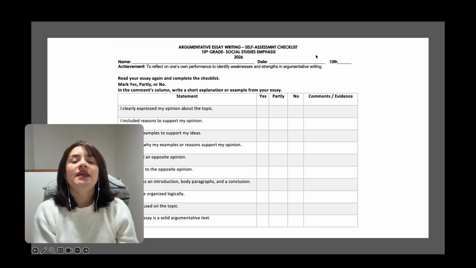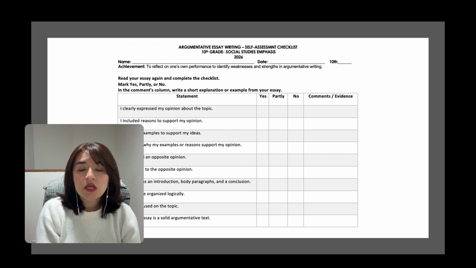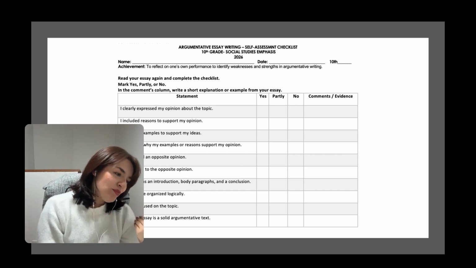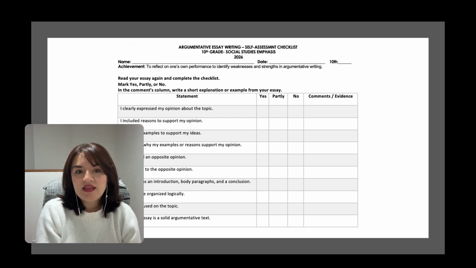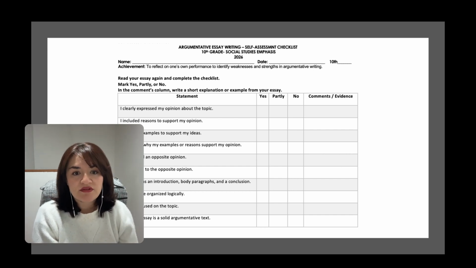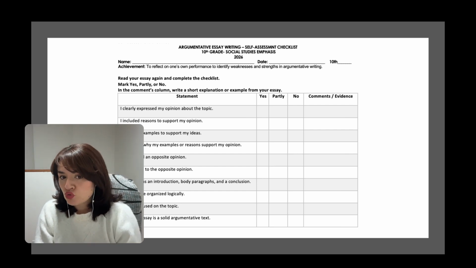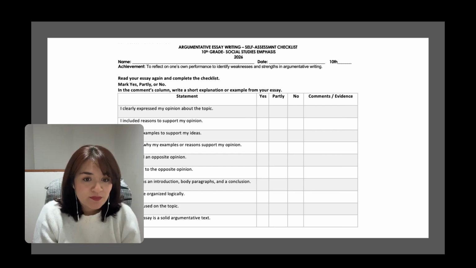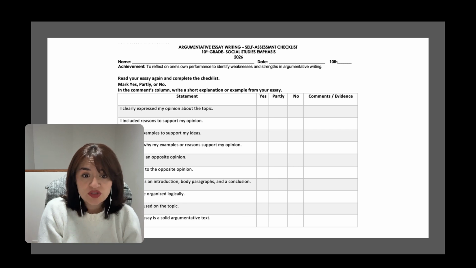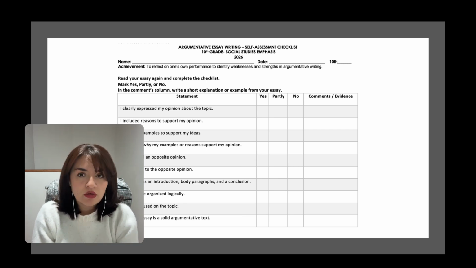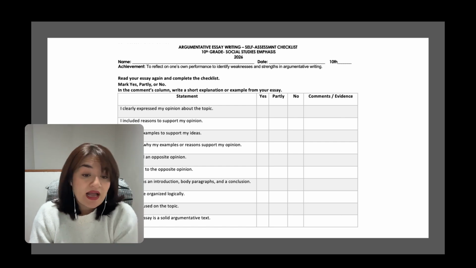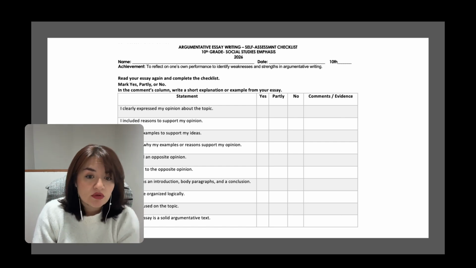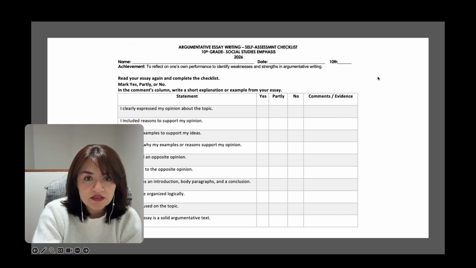Then I have the self-assessment checklist, which the student is going to use in the pre-model instruction task and the post-model instruction task. So the student can see if the opinion was really well expressed, the reasons are included, the examples to support are included as well, the examples are explained, the rebuttal is mentioned as an opposite opinion, the structure of the piece of writing is correct, the ideas are organized, if the student got to be focused on the topic, or if the essay has a solid argumentative text.